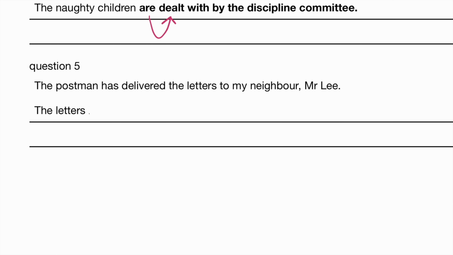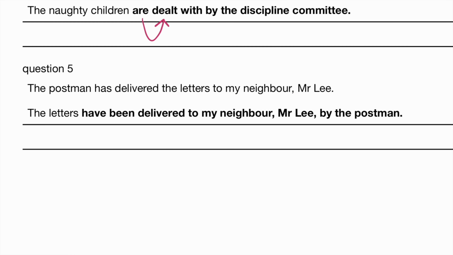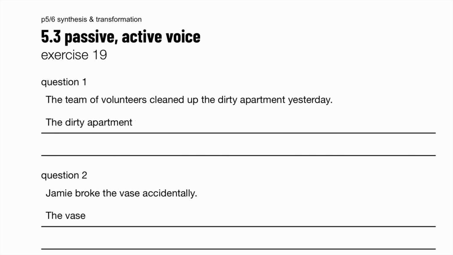The postman has delivered, okay, present tense, has delivered the letters to my neighbor, Mr. Lee. The letters, present tense, have, why? Many letters, been delivered to my neighbor, Mr. Lee, by the postman. Next, we have in the past tense, the team of volunteers cleaned up the dirty apartment yesterday. So the dirty apartment, there's only one apartment, so was, singular, cleaned up by the team of volunteers yesterday.